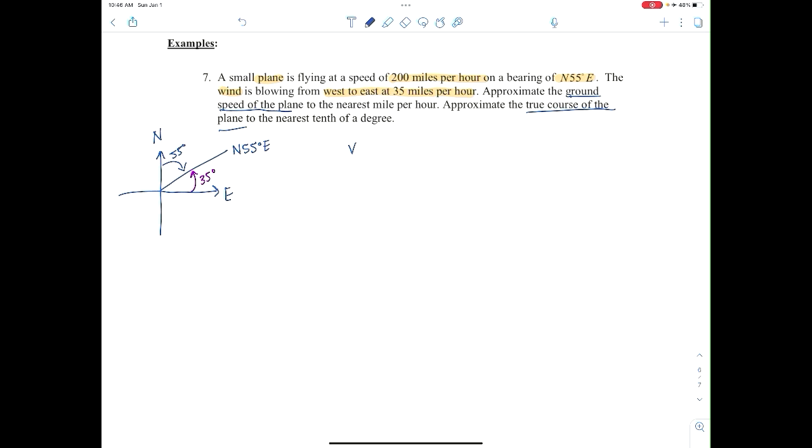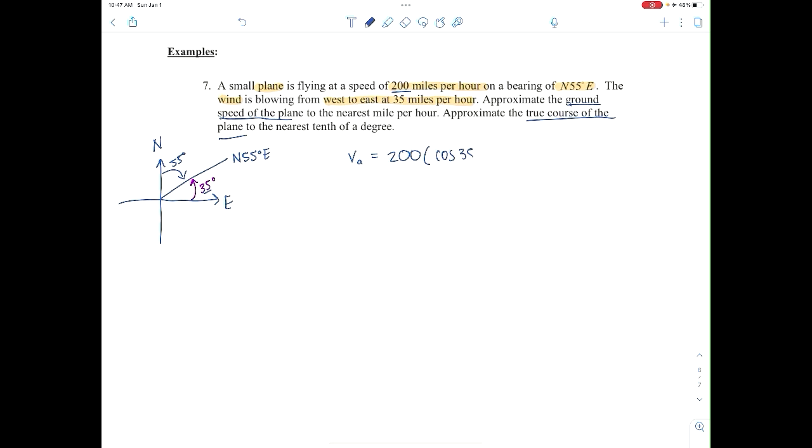So a small plane is flying 200 miles an hour on a bearing of north 55 degrees east. So what's our plane in the air? We'll put V sub A to represent the vector of the plane in the air. That would be represented by first our magnitude, so 200, and then we have cosine. We have our theta, which is 35, and that's our i. Our sine of 35 is our j.